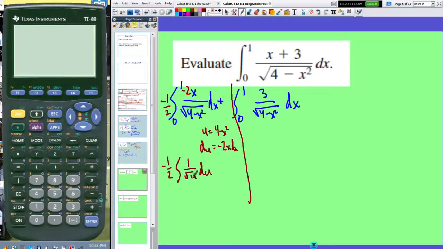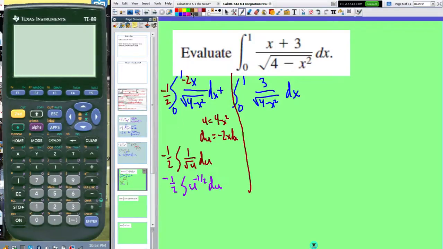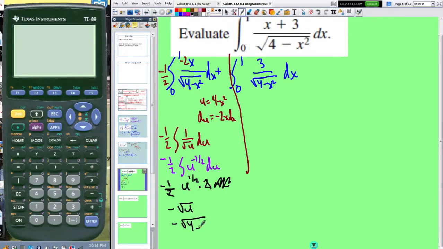What you're going to get when you integrate that is the same thing as negative 1/2 times the integral of u to the negative 1/2 power du. When you work on that kind of problem, it's going to give you negative 1/2 times u to the positive 1/2 power, times the reciprocal 2. Actually, we don't do plus c in this case. And those cancel out, so I'm just left with negative square root of u, which is negative square root, I'm doing the work down here, of 4 minus x squared from 0 to 1.